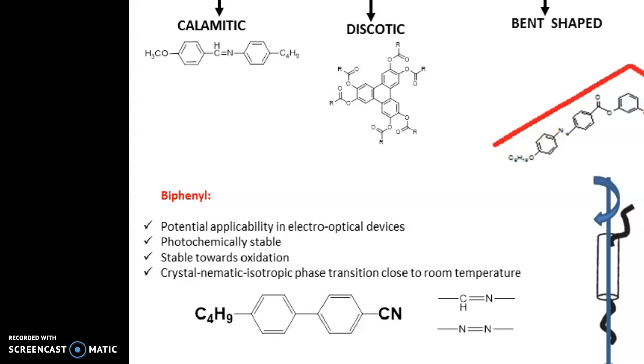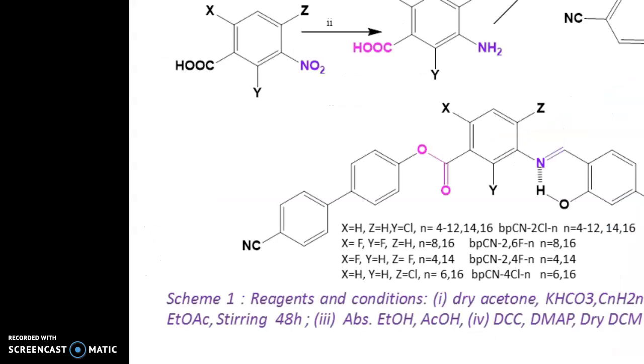Another point, my work is based on biphenyl-based bent-core molecules, because the first molecule that was used in display devices was the biphenyl-based rod-like compound. These biphenyl molecules have potential applications in electro-optical devices. They are photochemically stable. They are stable towards oxidation, and crystal to nematic to isotropic phase transitions are very close to room temperature, which is a very important factor for any molecule to be used in display devices.